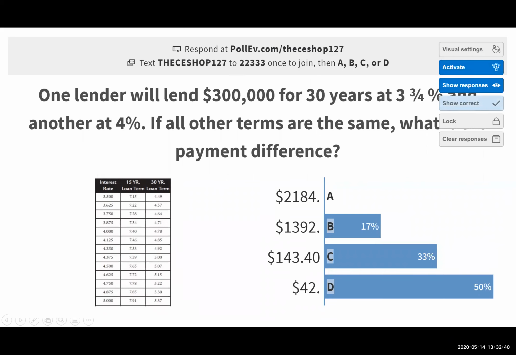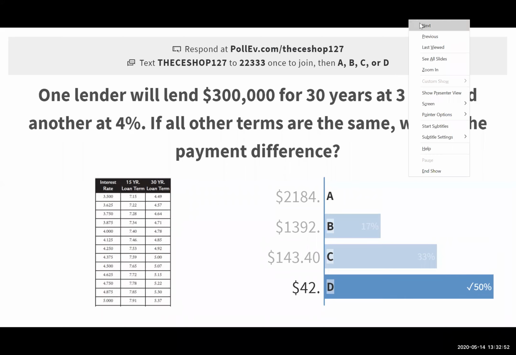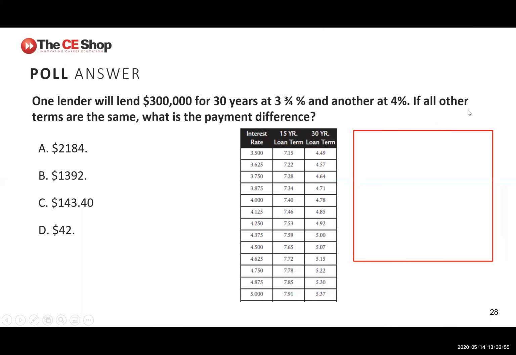Okay, I know some of y'all are still calculating, but I'm going to go ahead and show the answer anyway on this one. The correct answer was $42, so half of y'all got it right. So let's see where that one came from. First, you have to figure out the easy part. $300,000 loan divided by 1,000 equals 300. You're going to look over on the table, and for the 30-year loan, your factor is going to be 4.64. That's for 3.75%.